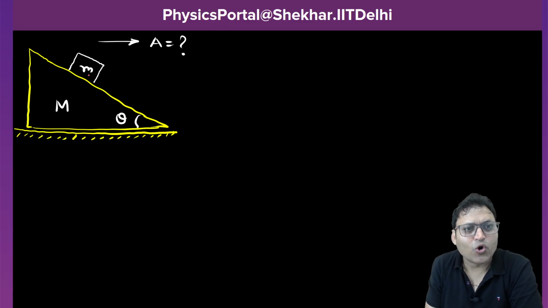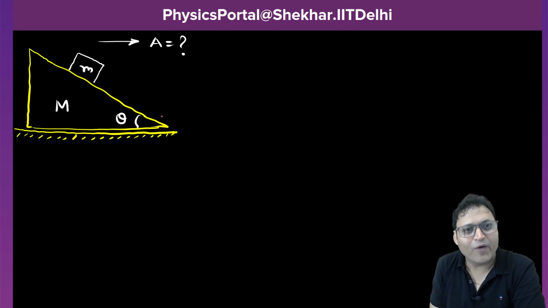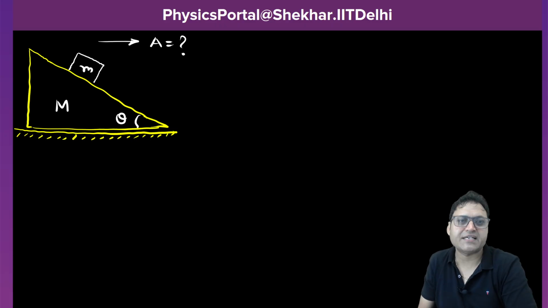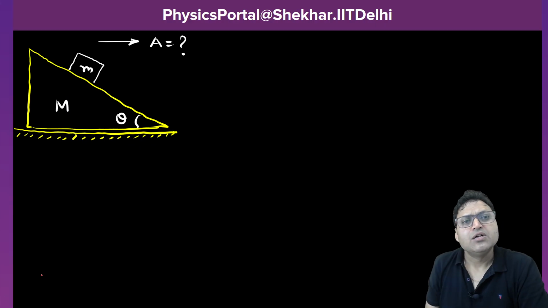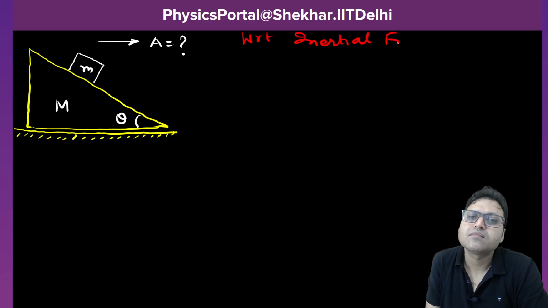There is a wedge on which a block of mass small m is kept. So the question is, what should be the acceleration given to the wedge so that the block does not slide over the wedge? All the surfaces are frictionless. So if we draw the free body diagram of the block with respect to ground, or we can say with respect to the inertial frame, that is ground.